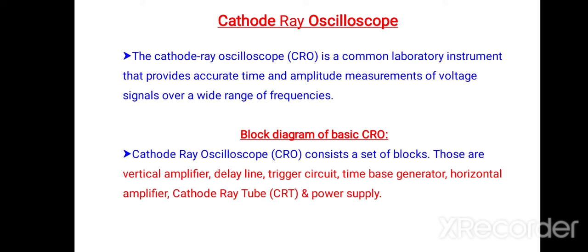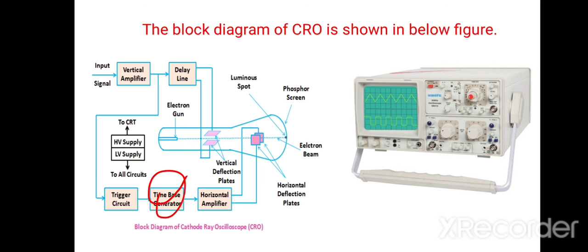I will repeat this once again. The cathode ray oscilloscope is a common laboratory instrument that provides accurate time and amplitude measurement of voltage signals over a wide range of frequencies. Thus, the cathode ray oscilloscope consists of: vertical amplifier, delay line, trigger circuit, time-based generator, horizontal amplifier, and power supply.